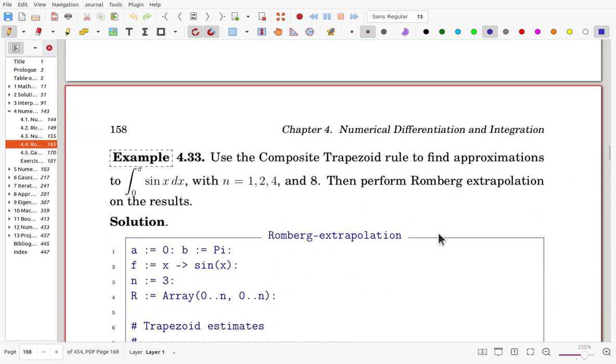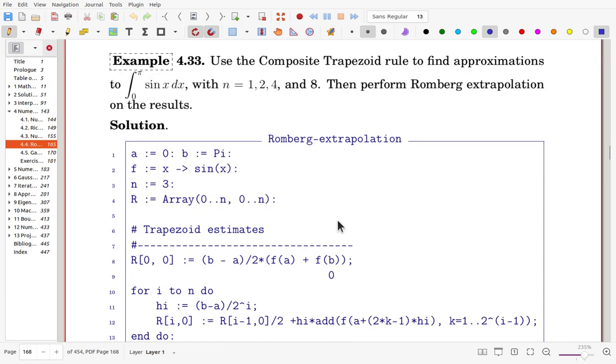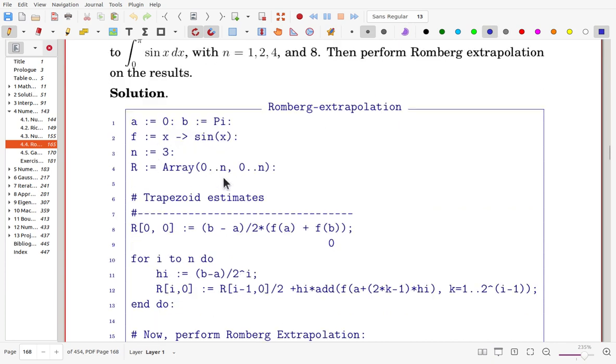Okay, so here we have an example. Use the composite trapezoid rule to find approximations to the integral from 0 to pi of sine x dx. The true value is 2. Use n equal to 1, 2, and so on. The composite trapezoid rule will occupy the zeroth column of the R matrix, and then perform Romberg extrapolation on these results. Now, a is 0, b is pi, and the function is sine x.